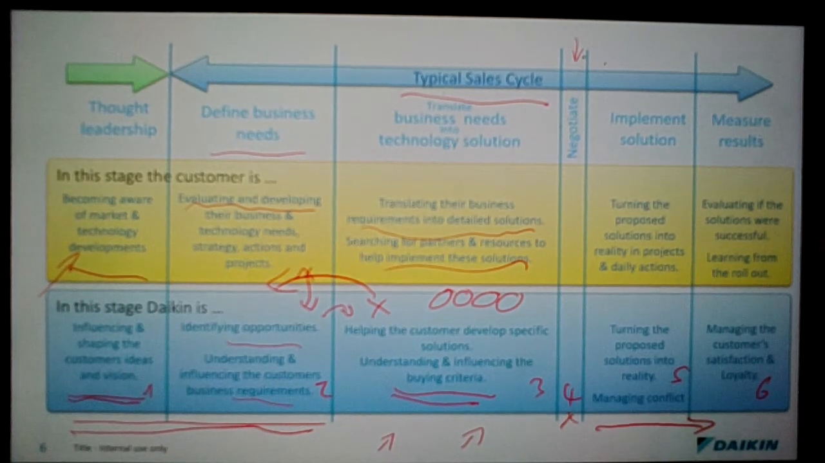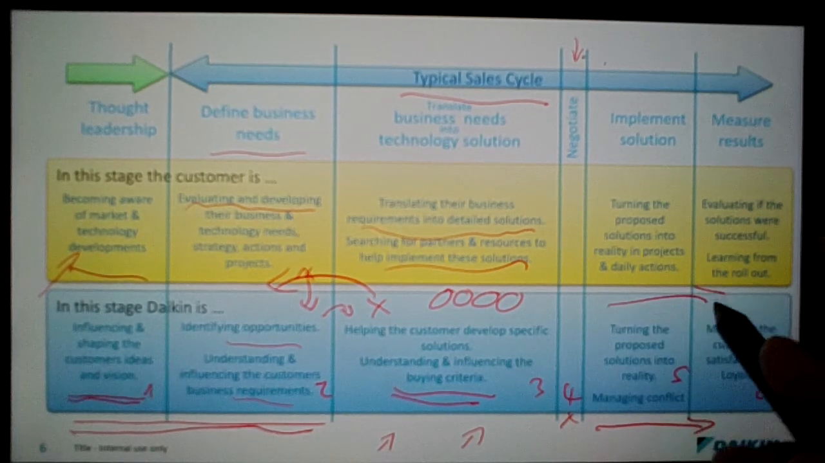Negotiation stage is what it is, price negotiations, and there are certain skills needed behind that, and then implementing the solution and measuring results, moving into the implementation stages over here.